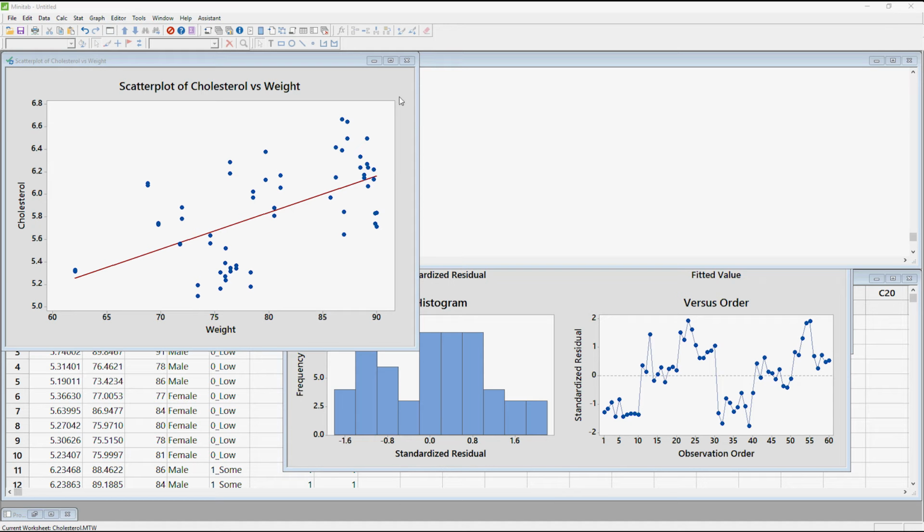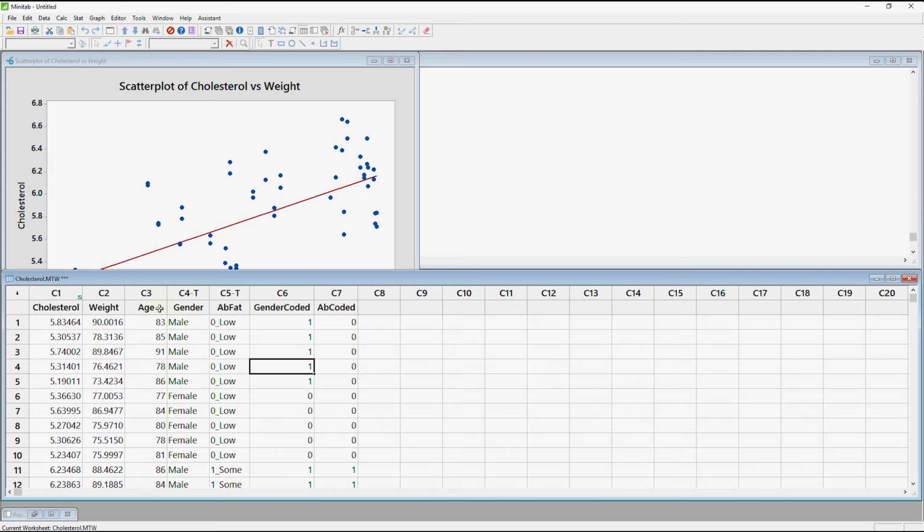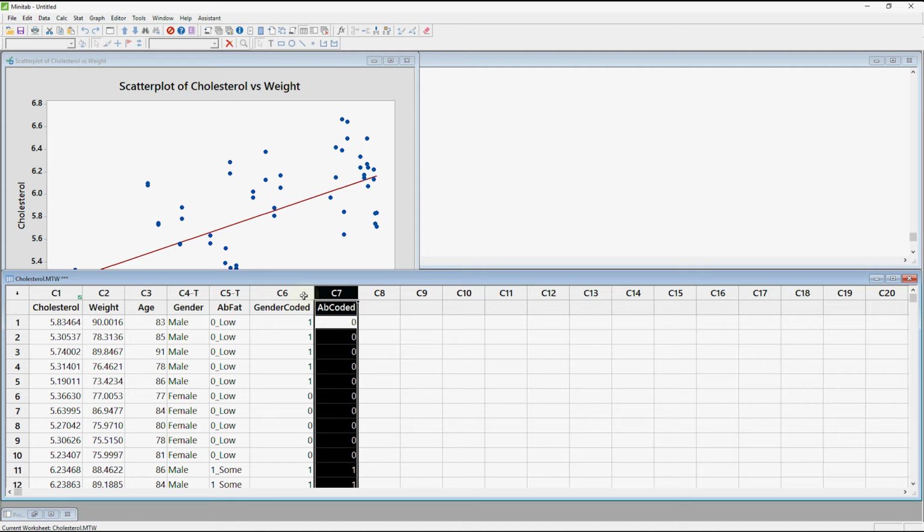Okay, so I'm back with the cholesterol data, and now we want to take a look at the gender and the amount of abdominal fat. You can see I've also got some coded columns here. This is an old data set I have, and it's not a real data set, so don't draw any conclusions from it, it's just a fake one.